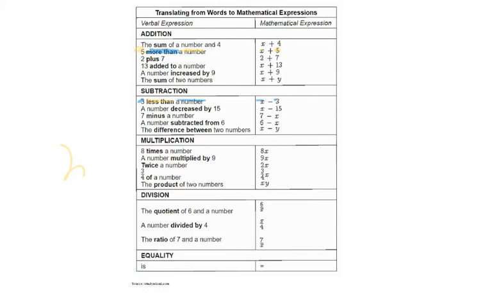And the other one in subtraction that will flip is subtracted from. Once again, a number is first, but the x is last. 6 is second, but it's first in the math expression. So just keep in mind those two tricks, and then you have all of the other ones. You have multiplication, you have times, multiplied by, twice, of, a product. Those all mean you're going to be multiplying. In division, you have quotient, divided by, and ratio. And then anytime you see the word is, that means use an equal sign.